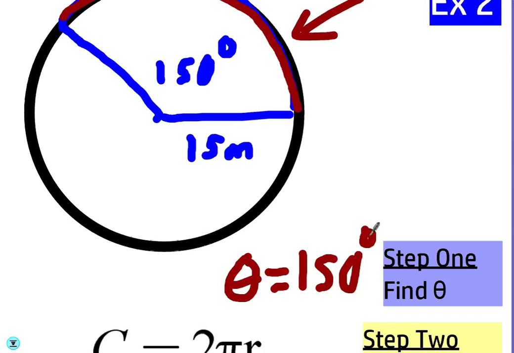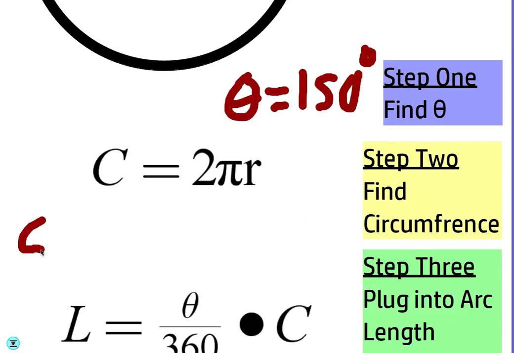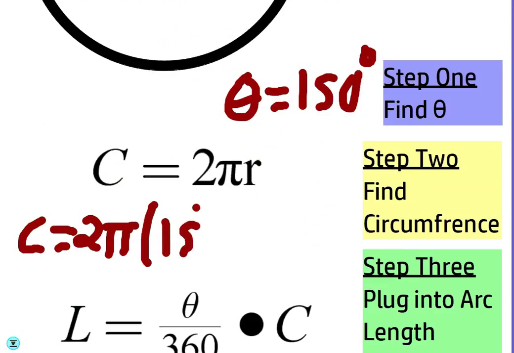Okay. You're still going to figure out what the circumference is. So I'm plugging in 15 for r. You don't have to simplify it, but it's usually pretty easy. You're just doubling the radius and multiplying that by pi. So in this case, your circumference is 30 pi.